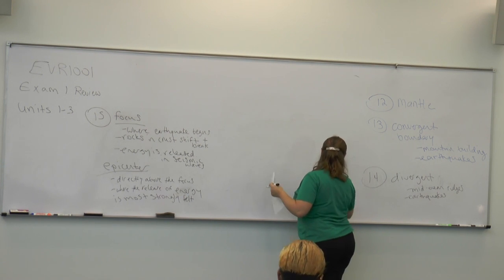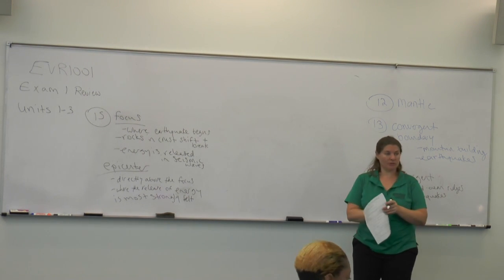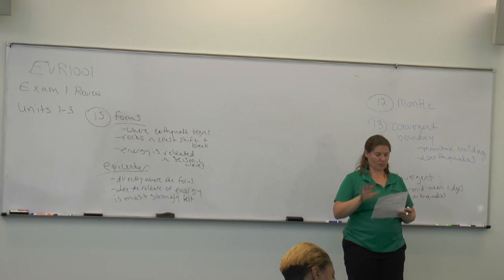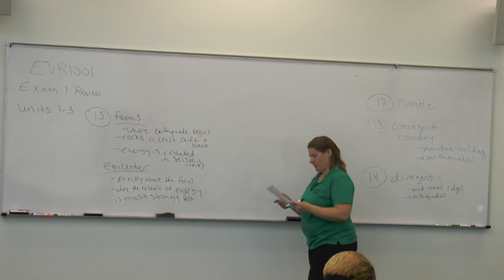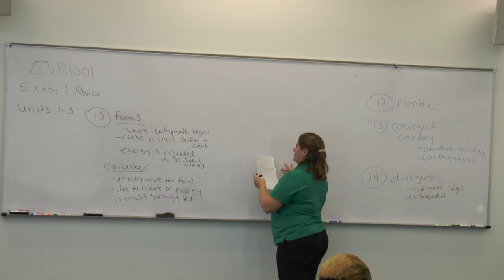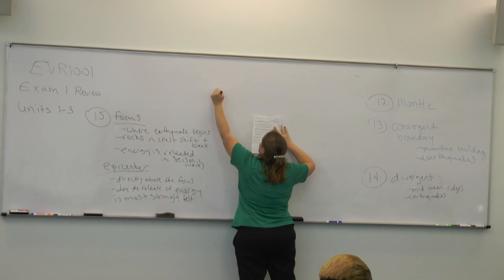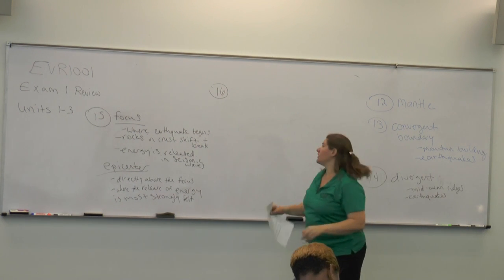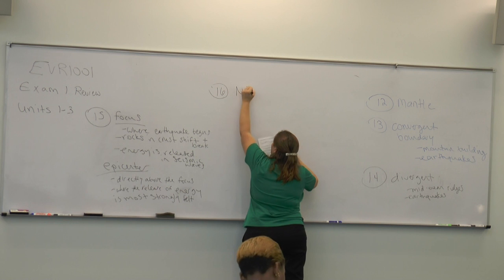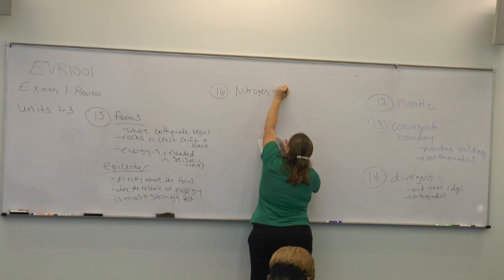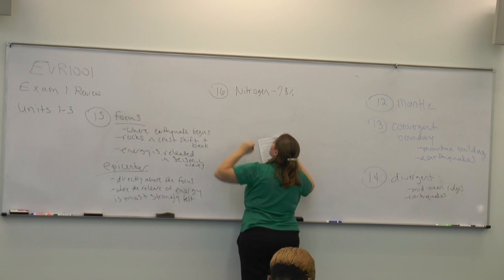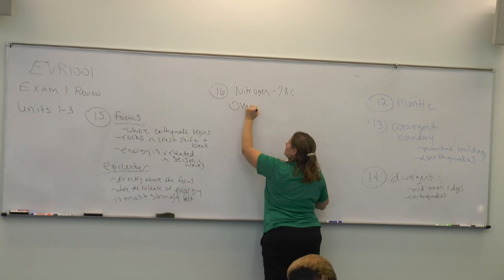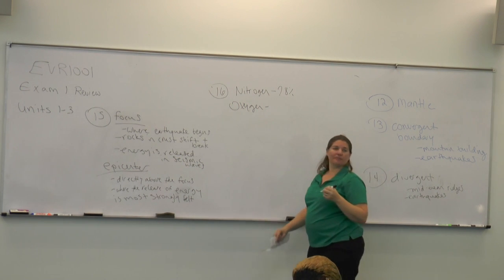Okay, does that make sense? Okay, so now we're going to do some of the atmospheric stuff, and then we're going to get into some of those water questions. So number 16, what are the two most common gases in the atmosphere? Nitrogen. And how much of the atmosphere does nitrogen represent? 78%. Okay. And what's number 2? Oxygen.